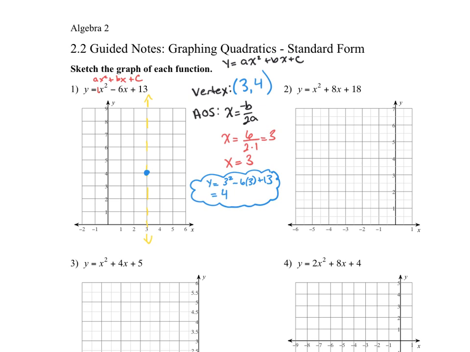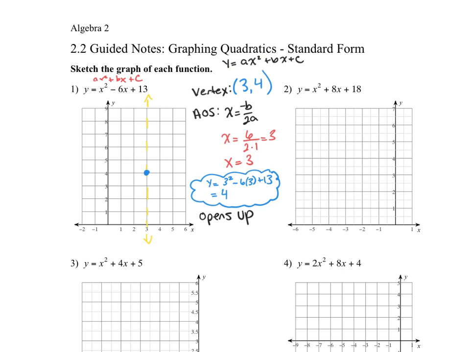Now we're going to make another note. Since our a value, that 1 right here, is positive, we know it's U-shaped up. So let's make that note: it opens up. So we know it's U-shaped up somehow.